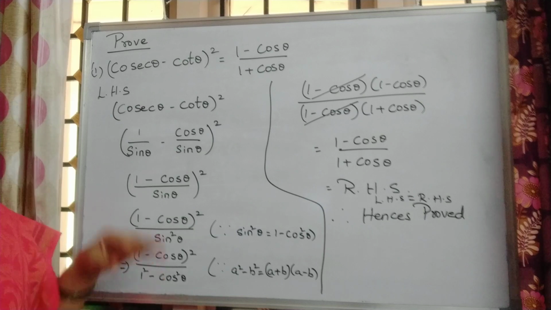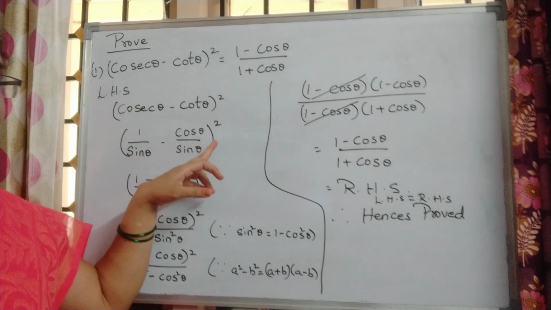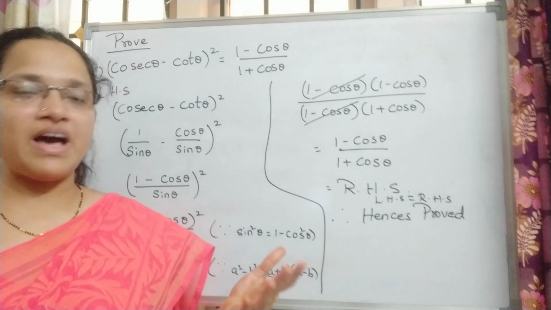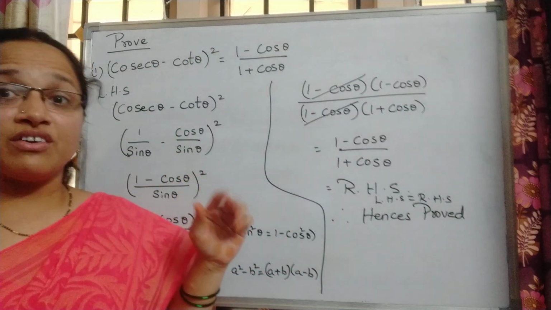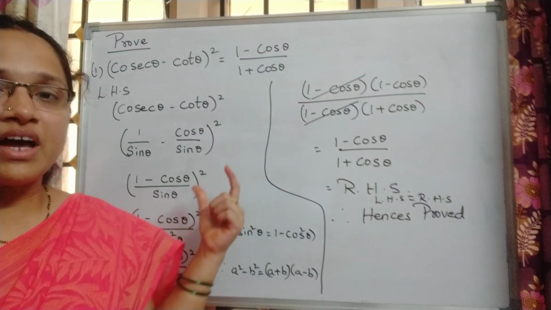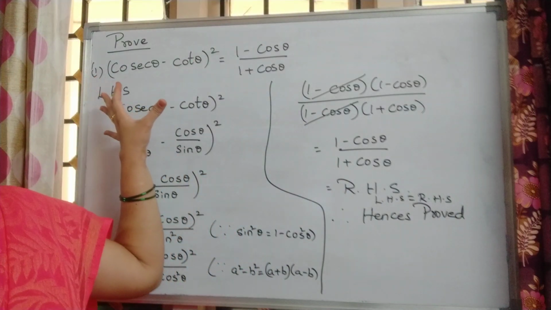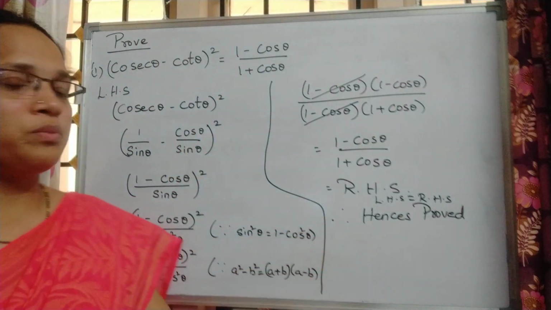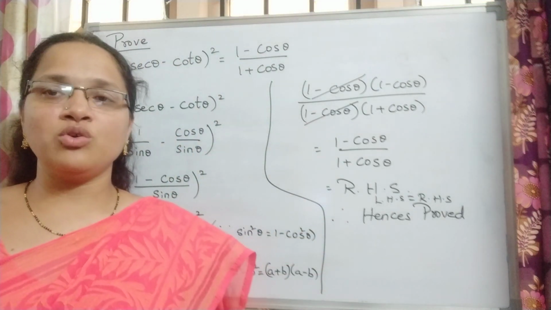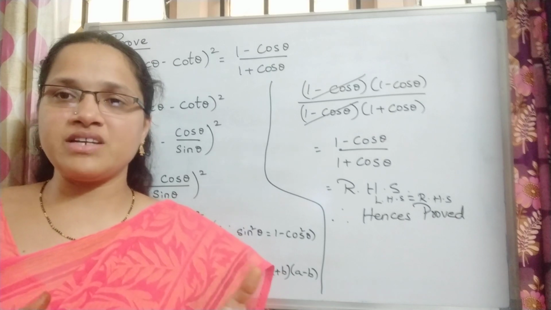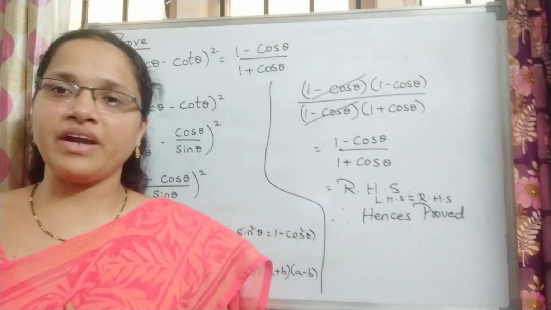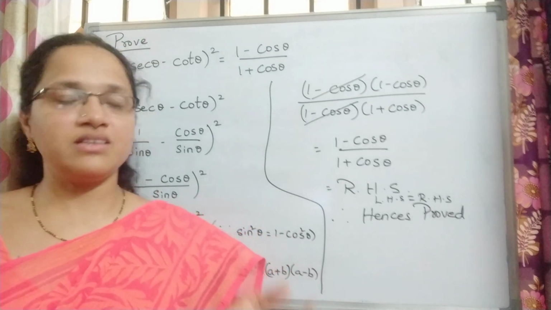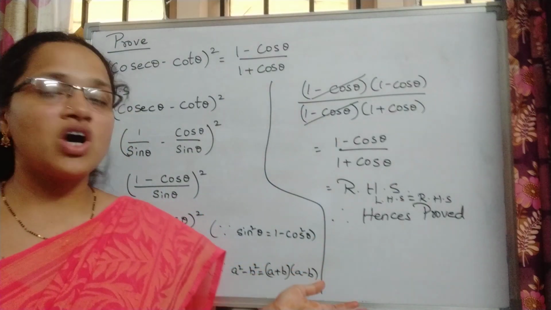This is how you slowly apply the trigonometric identities, trigonometric values and trigonometric ratios, and you take one hand side, that means the left hand side, and you prove that to the right hand side. This is how you prove. You take one hand side, the left hand side, and you prove it into the right hand side, or you take the right hand side and prove that to the left hand side. This is how you solve the proofs.